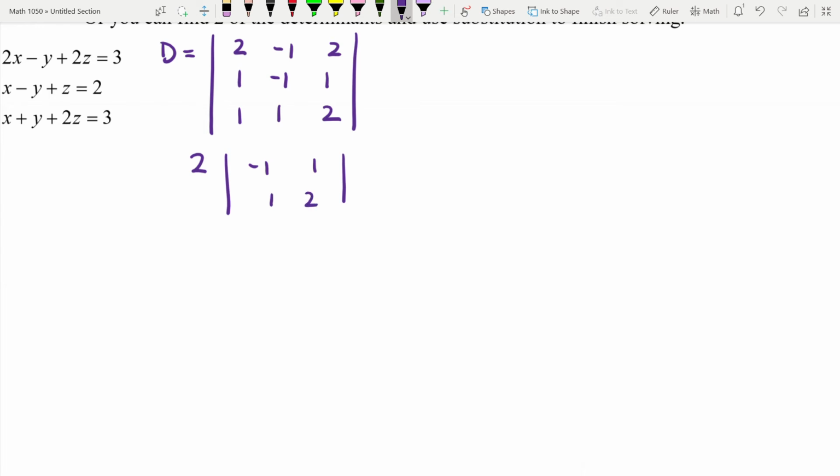Write the second number, which is a 1, but change the sign. Get rid of the row, get rid of the column, negative 1, 2, 1, 2. Write the third number, which is a 1. Get rid of the row, get rid of the column, negative 1, 2, negative 1, 1. Now you do the cross multiply thing.